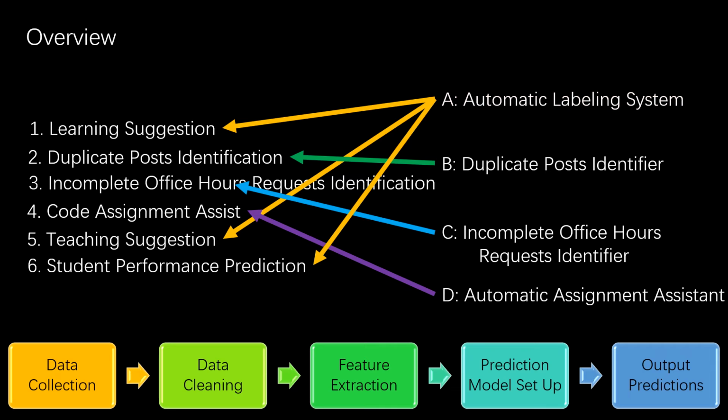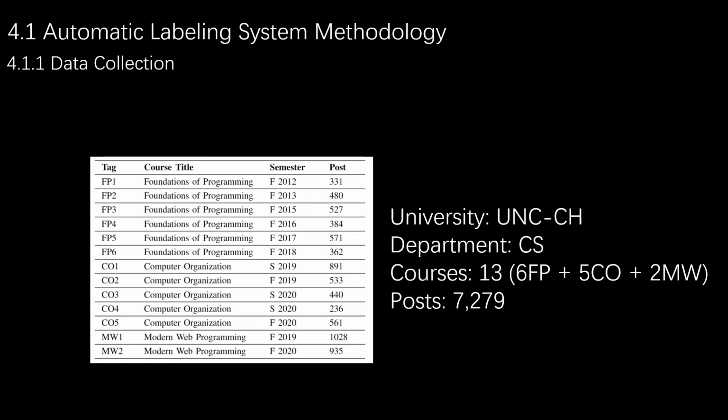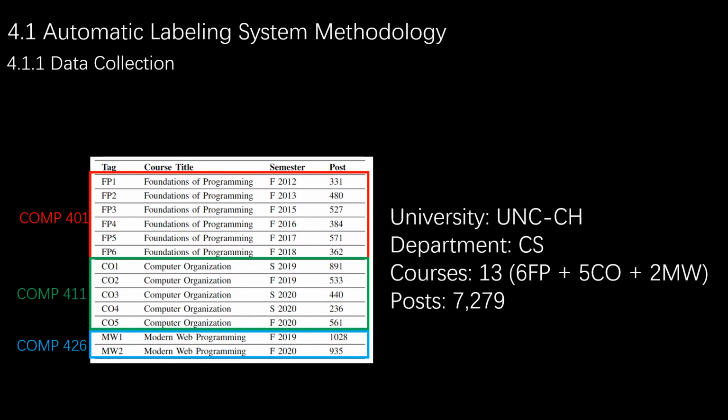Now, let me introduce the implementation and the results of the automatic labeling system. The data we have for this model is 7,279 Piazza posts from 13 different courses of the Computer Science Department of UNC Chapel Hill. There are 3 different course groups in our dataset. One is Foundations of Programming, another is Computer Organization, the third is Modern Web Programming. These 3 course groups will be referred to as Comp 401, Comp 411, and Comp 426 in the following slides.